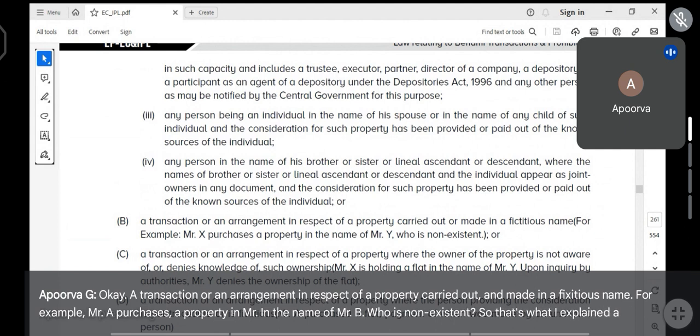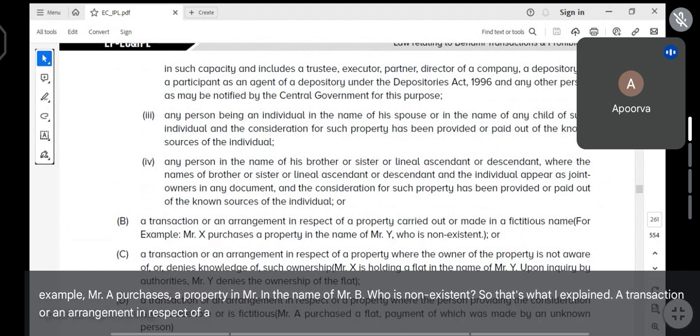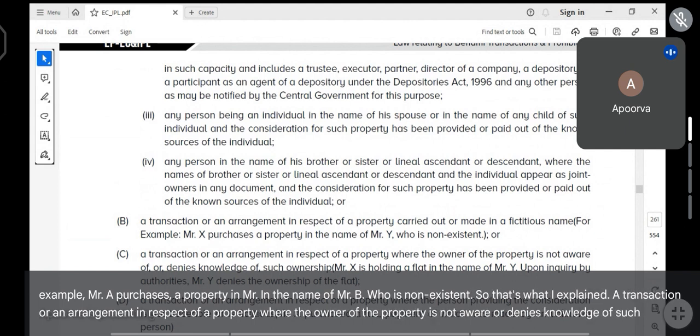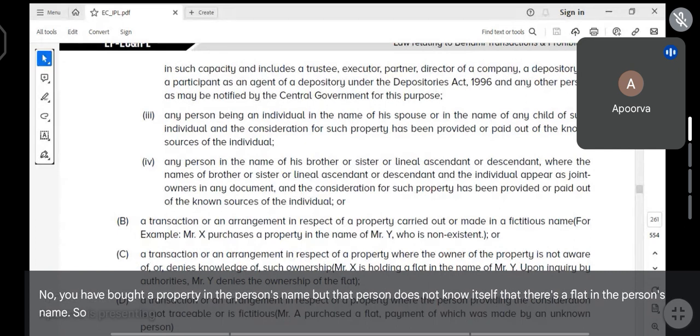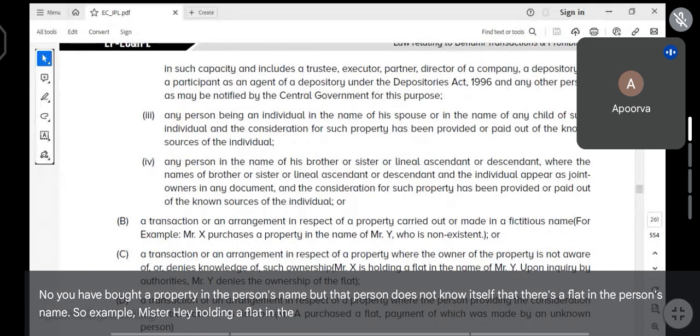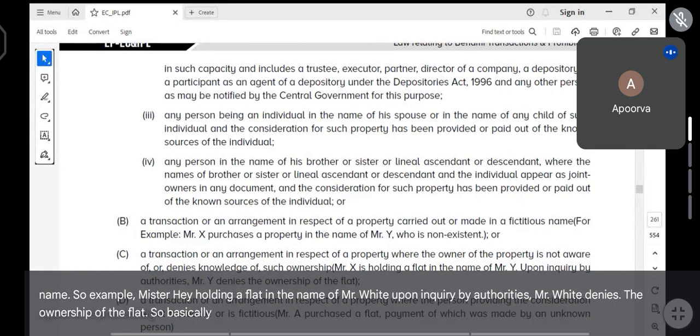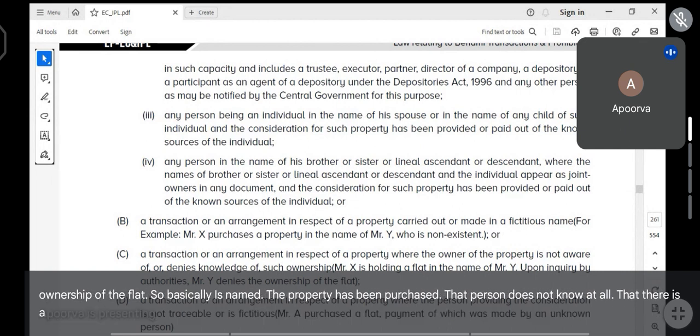A transaction or an arrangement in respect of a property where the owner of the property is not aware or denies knowledge of such ownership. Now, you have bought a property in a person's name, but that person does not know that there's a flat in his name. So, for example, Mr. A holding a flat in the name of Mr. Y. Upon inquiry by authorities, Mr. Y denies the ownership of the flat. So basically, the person in whose name the property has been purchased does not know at all that there is a property in his name. So that is also called a benami transaction.